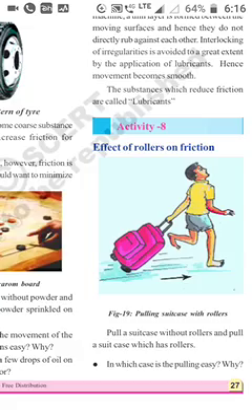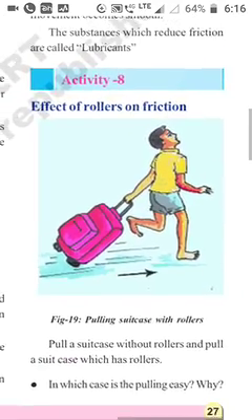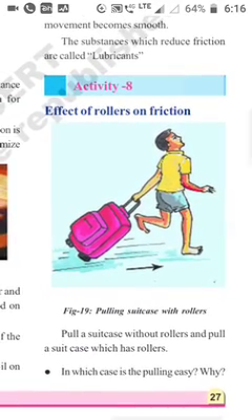Here in this picture you have to observe what the boy is doing. The boy is pulling the bag towards him. Do you observe any difficulty here? No, the bag is moving very easily. How is the bag moving so easily? Because of the rollers. Without rollers, what happens? The bag moves with difficulty, and the boy also finds it very difficult to move that bag.